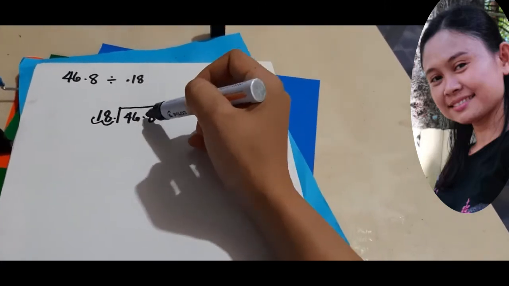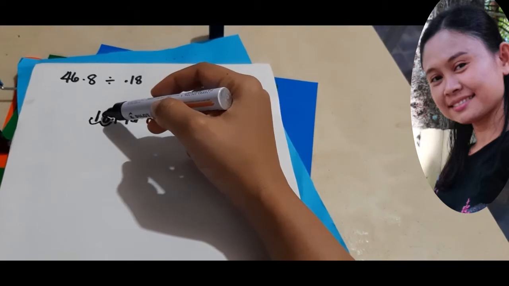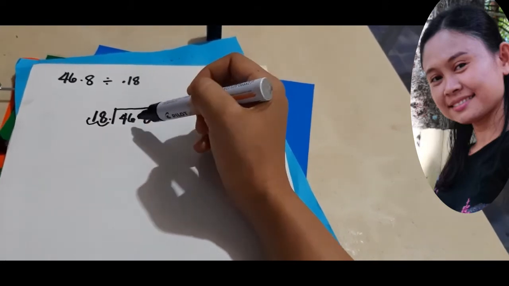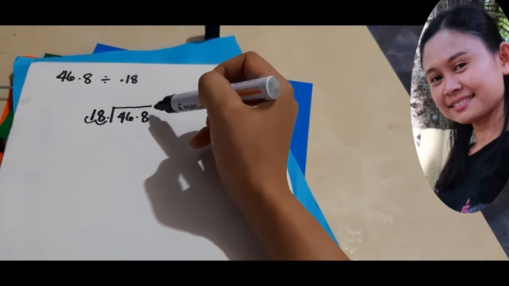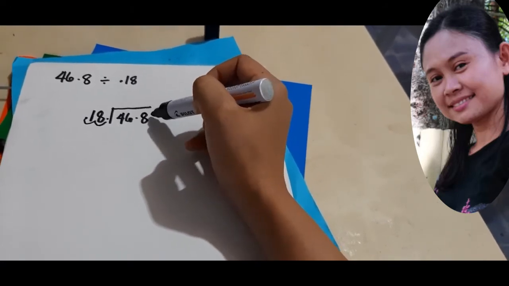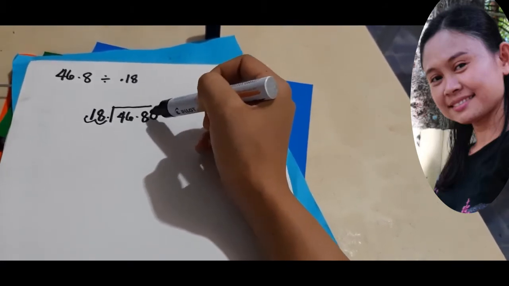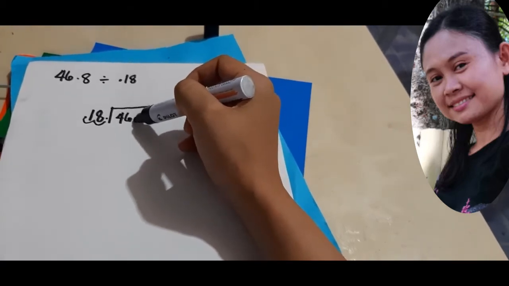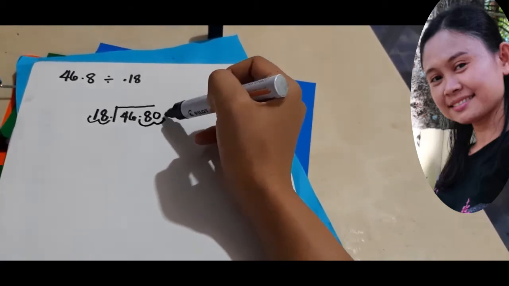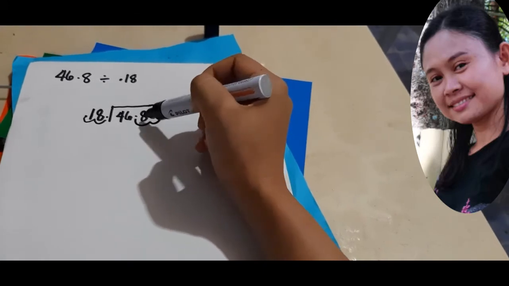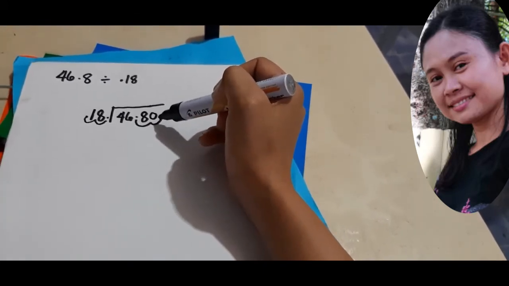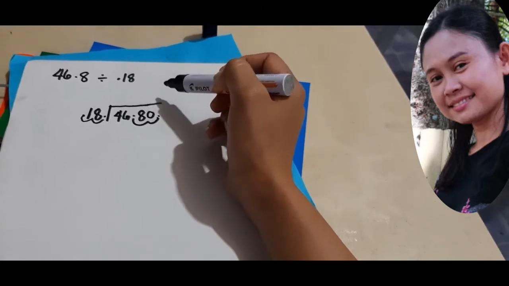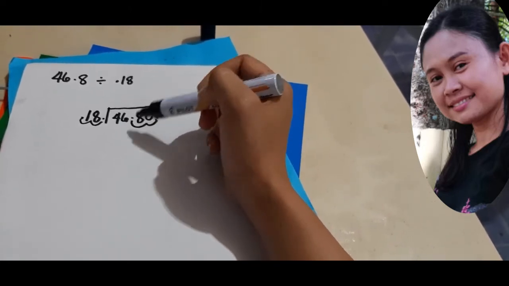Now, since there are 2 digits that need to jump just to reach the whole number, we need to add 0 here to make it 2 digits. So let's move 1, 2. So instead of 46.8, it is now 4,680. Then let us divide.